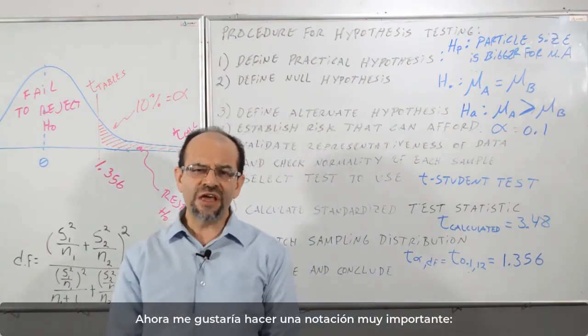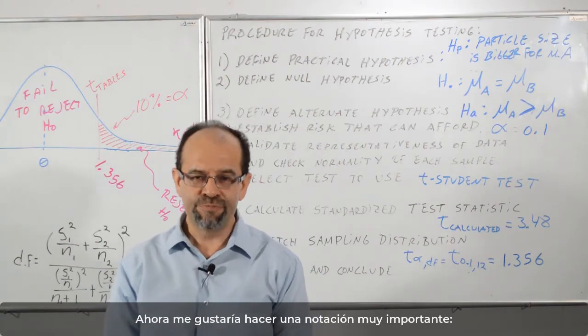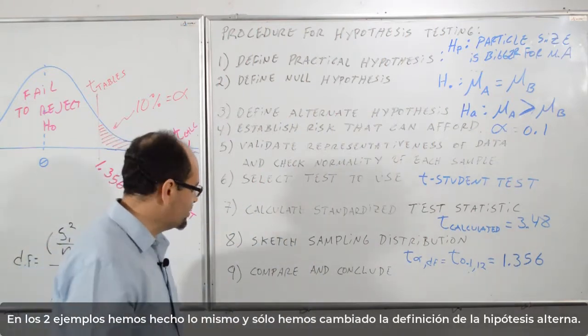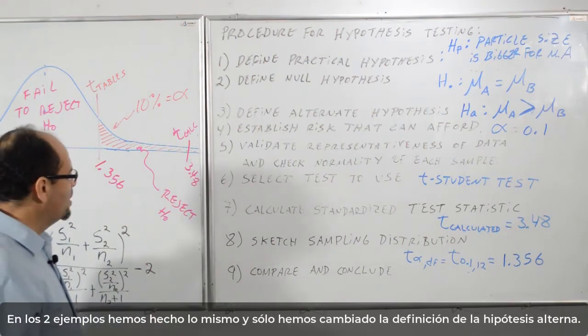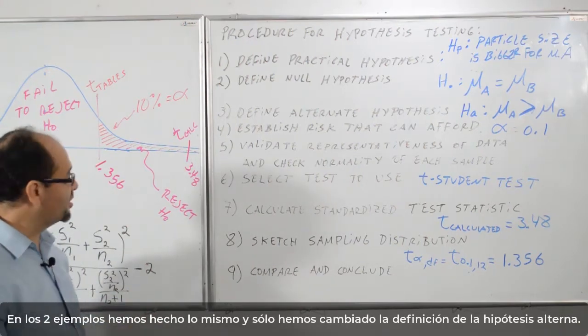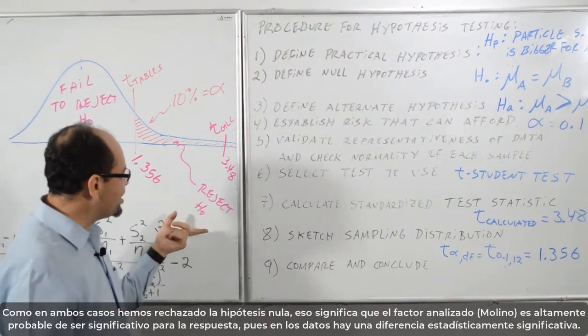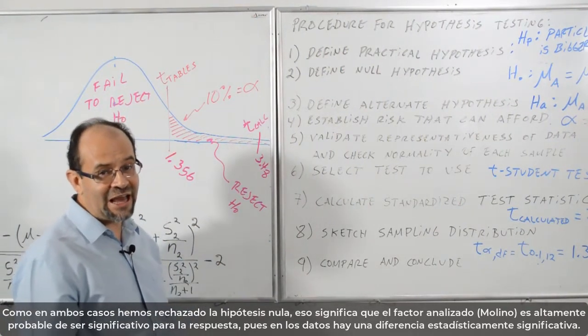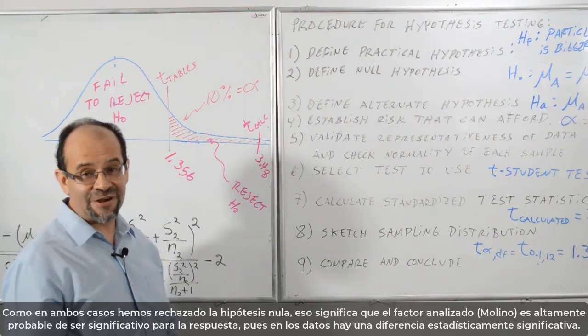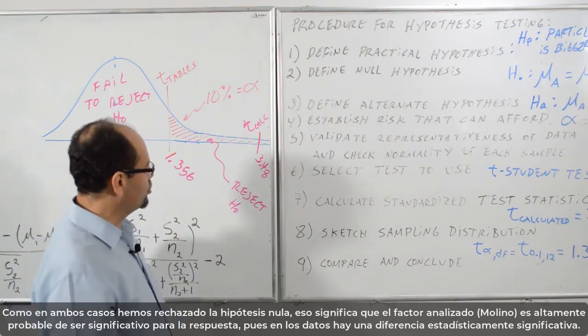Well, there is something else that I would like to add here. And this is very important. In both cases, which is basically the same, but I have just changed the alternate hypothesis, I have rejected the null hypothesis, which means that the factor is highly likely. There is a significant difference from a statistical point of view.